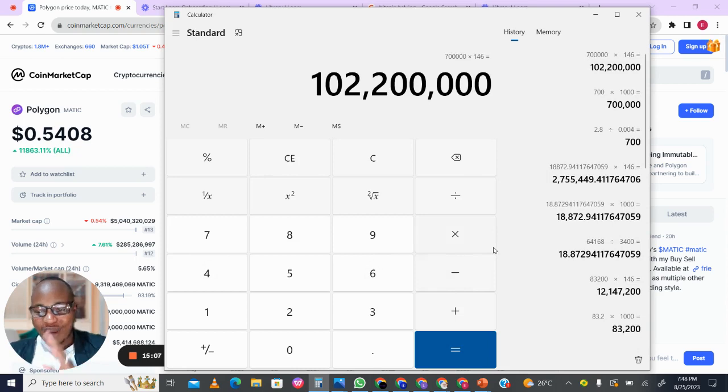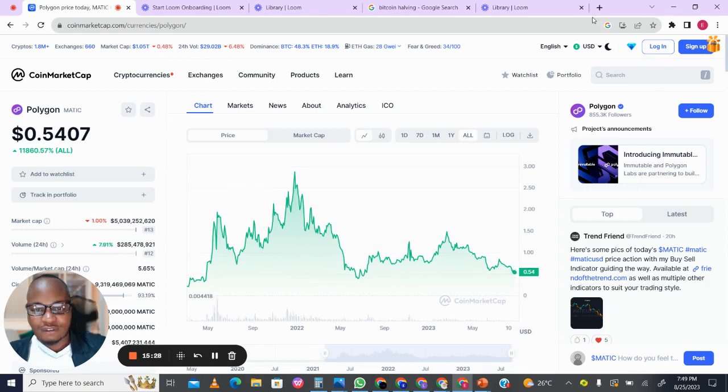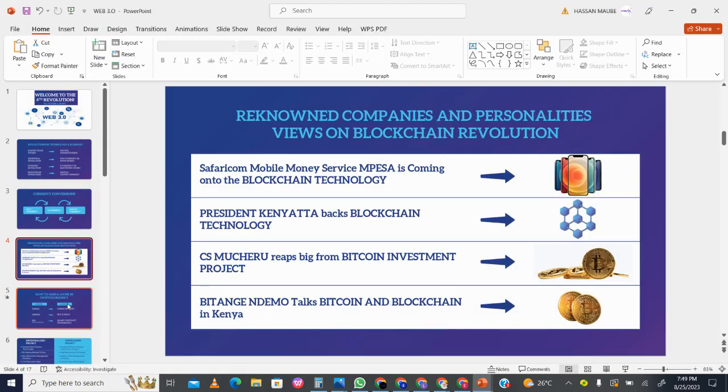So I'm going to help you understand some of the ways in which you can accumulate these cryptocurrencies in your wallet. After you accumulate them, how you will take advantage of the coming halving period to at least make 100 times, 200 times of your money.